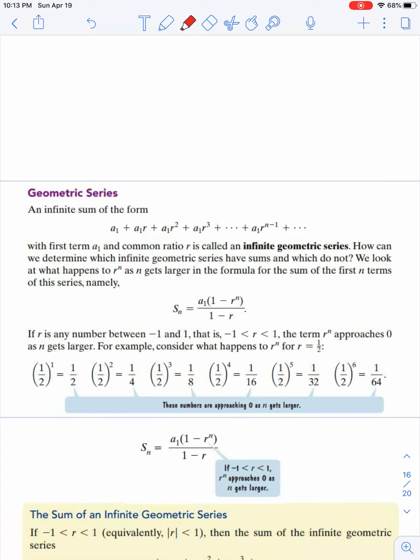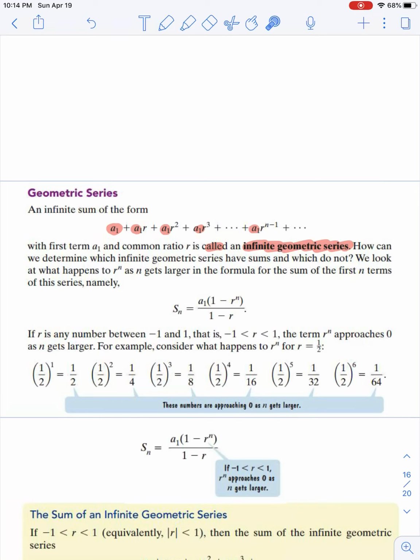An infinite sum is of the form a sub 1, a sub 1 times r, a sub 1 times r to the power of 2, and so on, and it keeps going. With the first term a sub 1 and the common ratio r, it is called an infinite geometric series. How can we determine which infinite geometric series have sums and which do not? We can look at what happens to r to the power of n as n gets larger. Okay, so here's the basic idea.